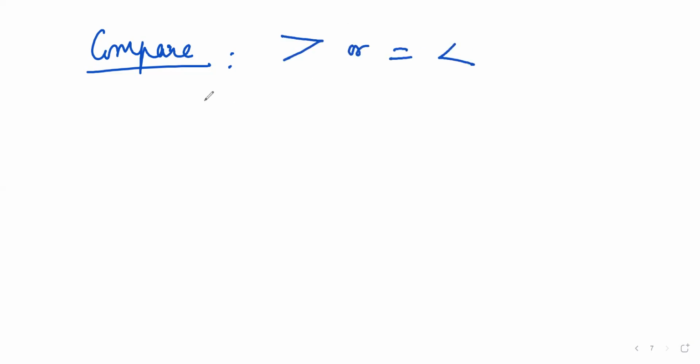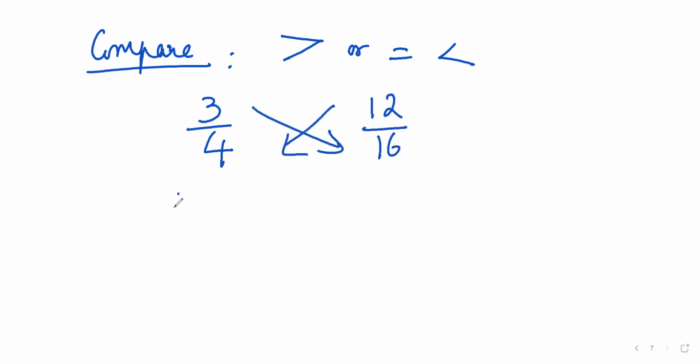See, if I give you 3 by 4 and I give you 12 by 16, obviously, when you compare, what will you get? 16 threes are 48, 4 twelves, cross multiply, isn't it? Numerator of one with the denominator of the other, the other way around. 12 into 4 is 48, isn't it? 12 fours are 48, 16 threes are 48.